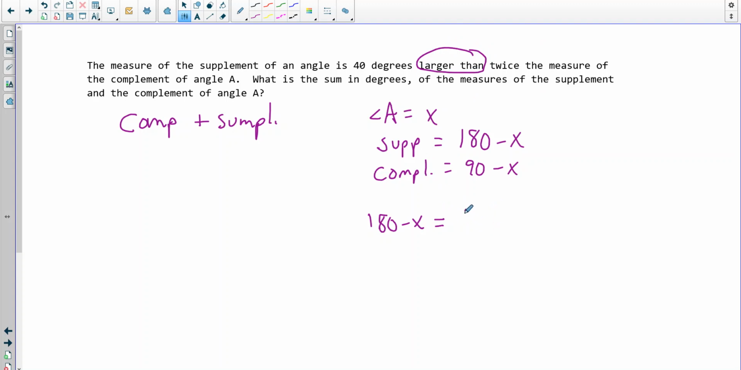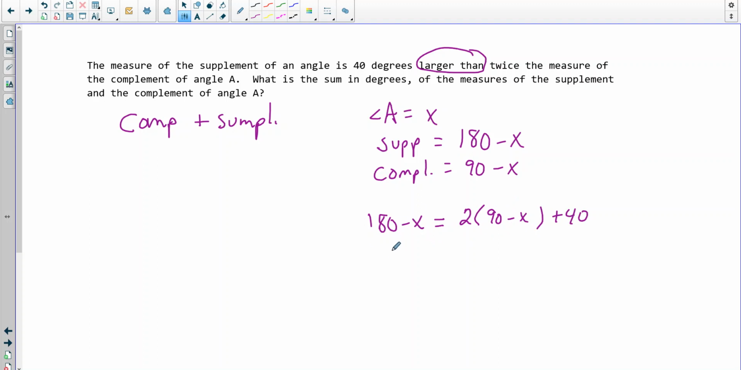All right, so twice the measure. Twice the measure indicates multiplying by a quantity. So 2 times the complement. The complement is 90 minus x. So if I multiply by 2 and I add 40, then that tells me that I'll be equal, right? The supplement is 40 degrees larger than twice the measure. So if I multiply by 2 and then I add 40 to the smaller piece, I should get something that's equal to the larger.